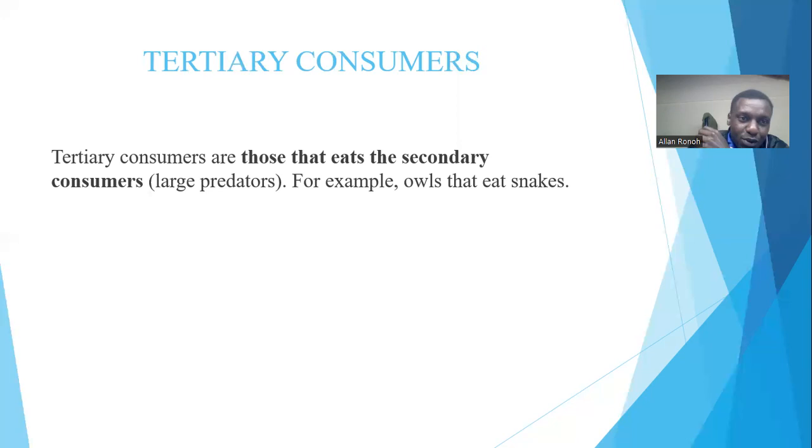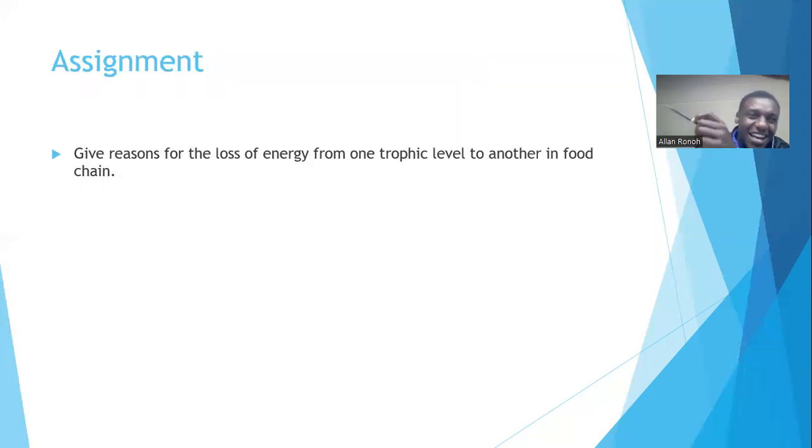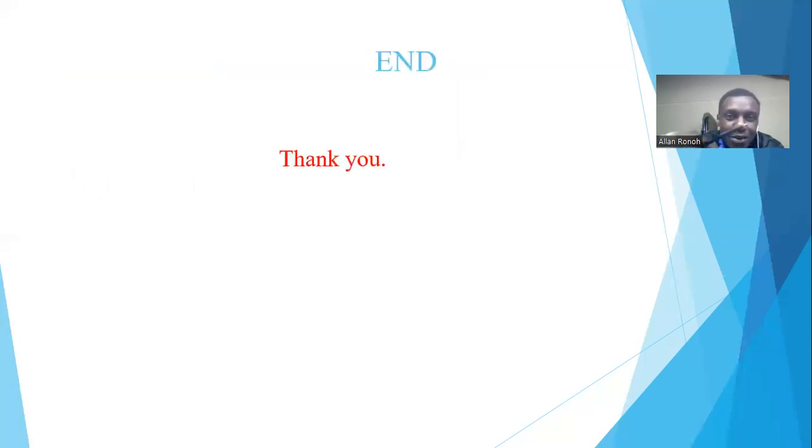And up to that place, we are done with the lesson of today. I'll only leave you with an assignment. The assignment states: give reasons for the loss of energy from one trophic level to another in a food chain. Thank you.